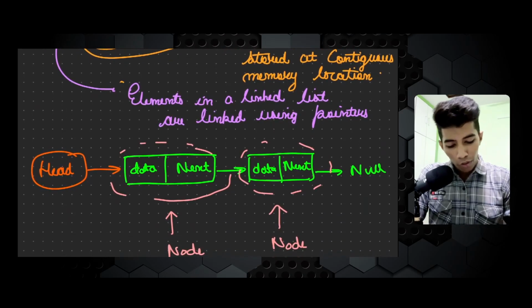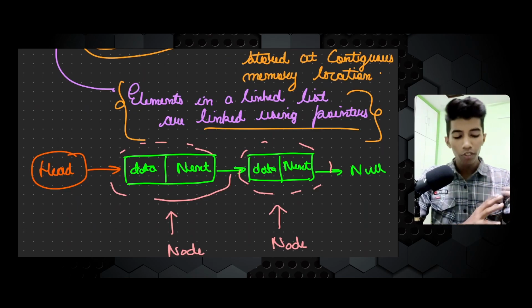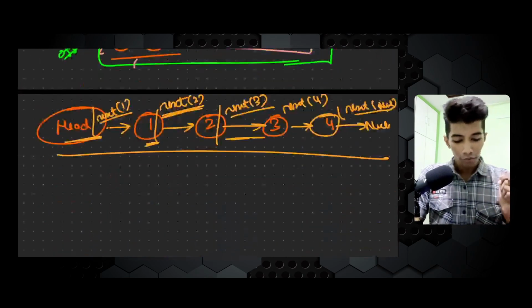Elements in a linked list are linked using pointers. Very much truly said, we are using pointers because a pointer is a memory concept, and a memory address is actually used here to link the nodes, right? So that's the stuff. Okay guys, pretty much clear. We have understood the basics, like how actually a linked list looks like.